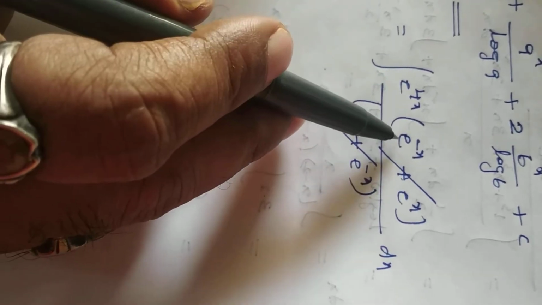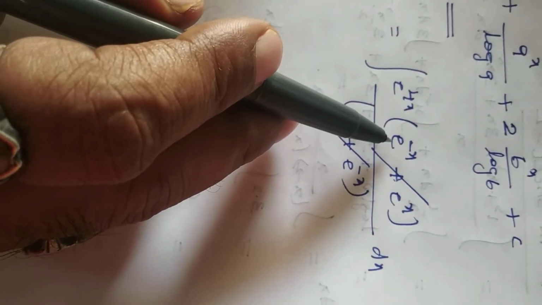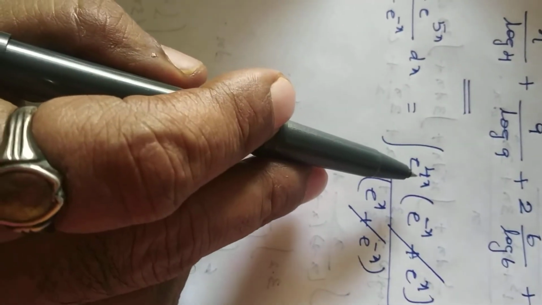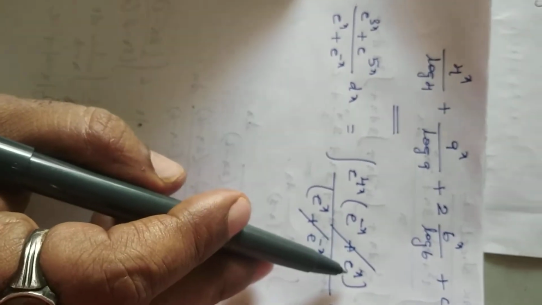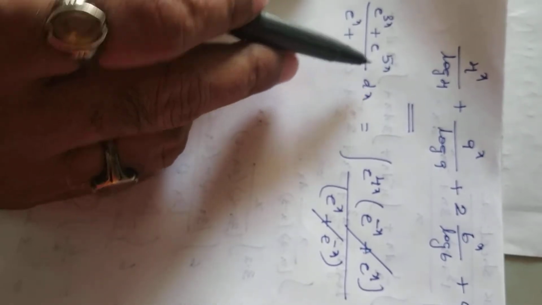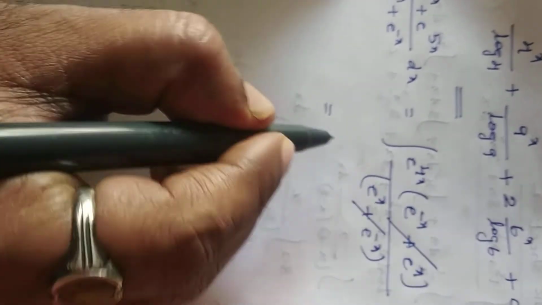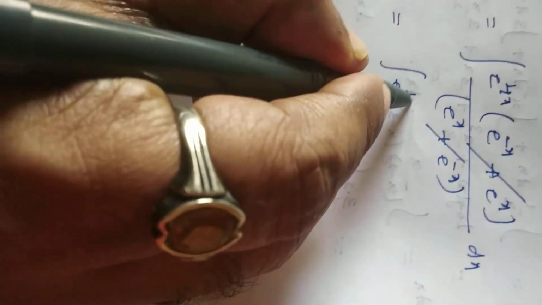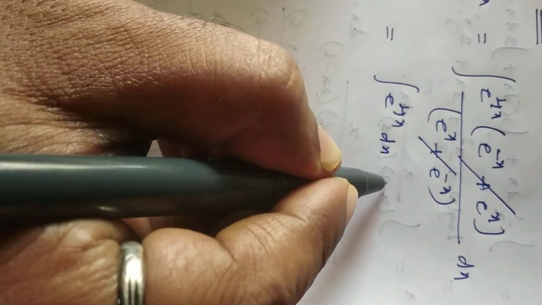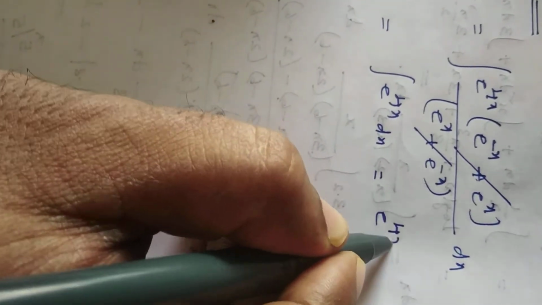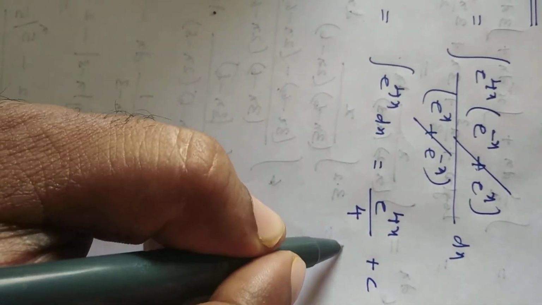e power 4x into e power minus x is e power 3x. This is this one. Next, what is e power 4x into e power x? It is e power 5x only. So if you take e power 4x common, these two get cancelled. This is equal to integration of e power 4x dx. So the integration of e power 4x is e power 4x by 4 plus c. Okay, that is your question number 6.